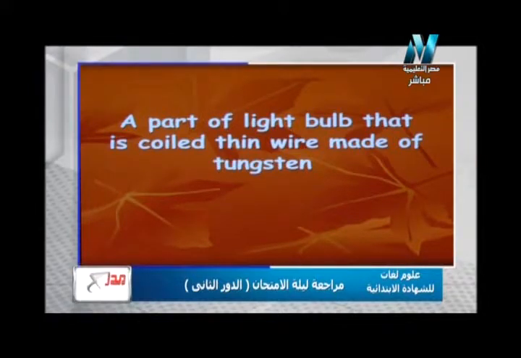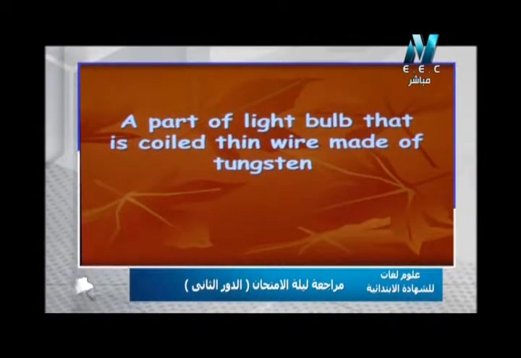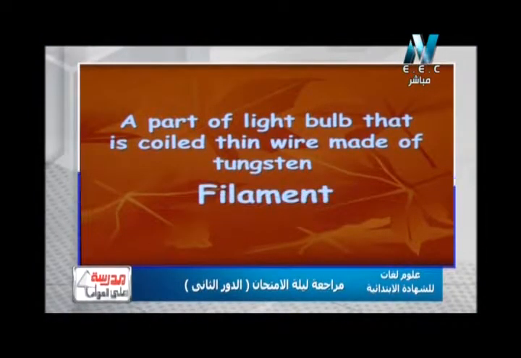There is a part of the light bulb that is a coiled thin wire made of tungsten. Again, a part of the light bulb, but not the glass bulb. Okay? Again please concentrate. It's a part of the light bulb which is a coiled thin wire made of tungsten. Surely it will be the filament. Again, it will be the filament.